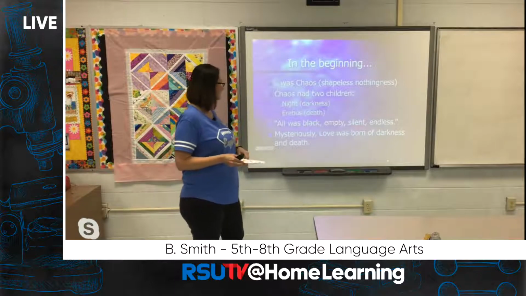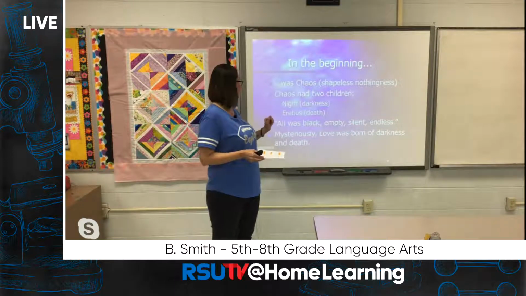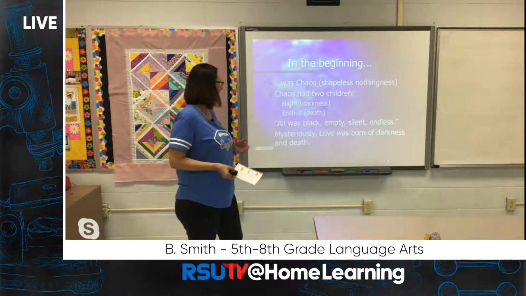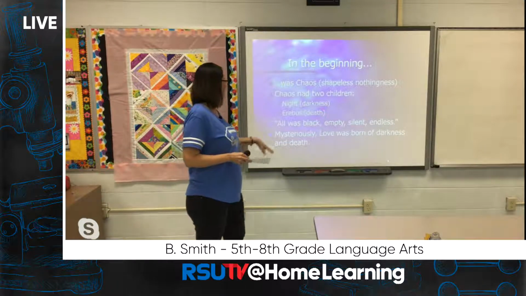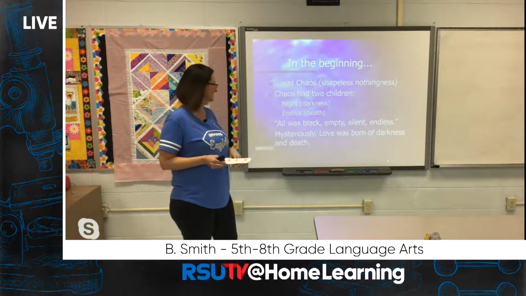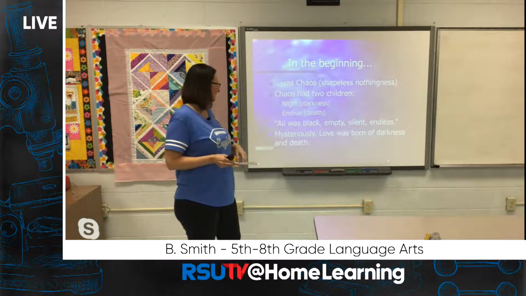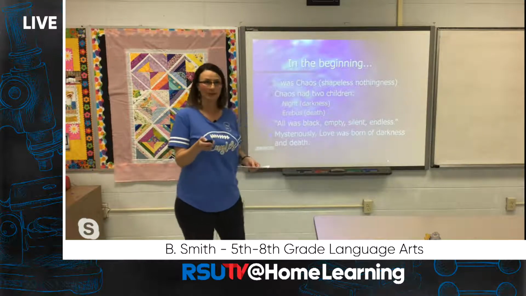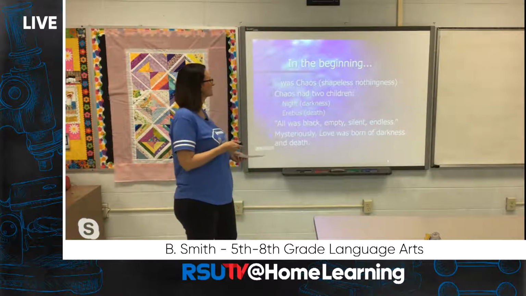Chaos had two children: Night, which we call darkness. You know, at night it's dark, unless you live in Finland in May, then it's 24 hours of light. And then Erebus was death. So all was black, empty, silent, and endless. And then love was born out of darkness and death. I don't know what to say about that. It must have been spontaneous combustion, I guess.